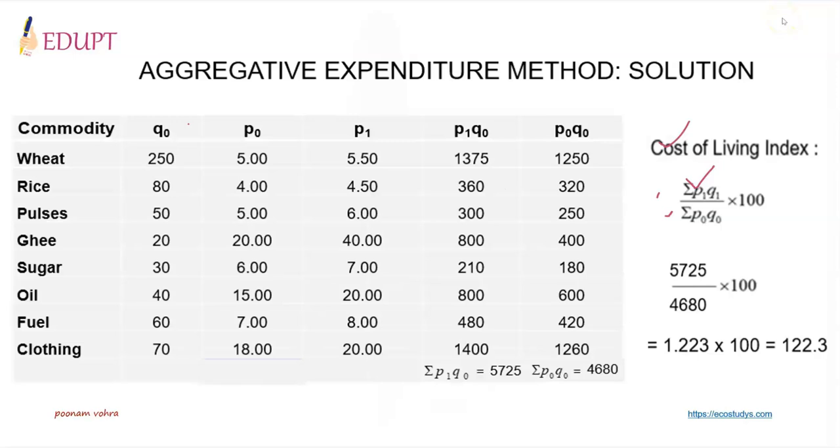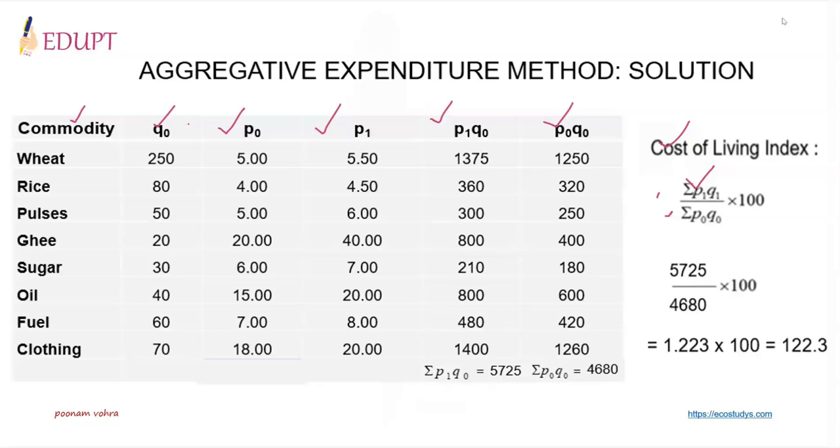So to find the solution, you need to prepare a table with 6 columns. First column is commodities. Second column is quantities in the base year. Third column price in the base year. Fourth column price in the current year. Then next column is finding P1 Q0. Last column is finding P0 Q0. Let us have a look at P1 Q0 first.